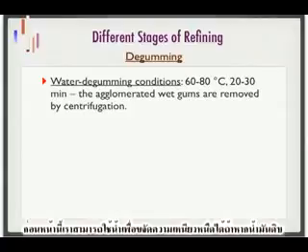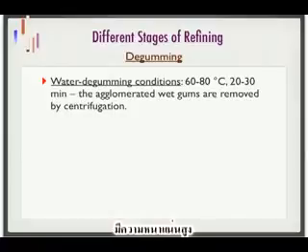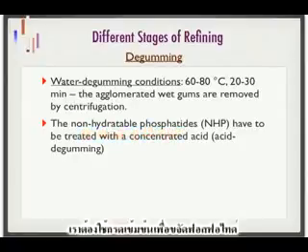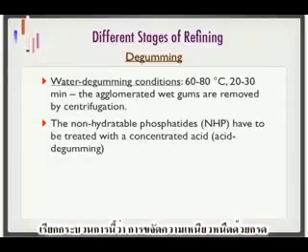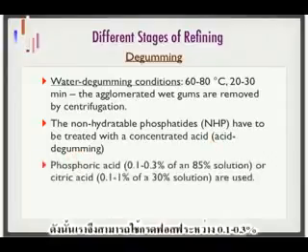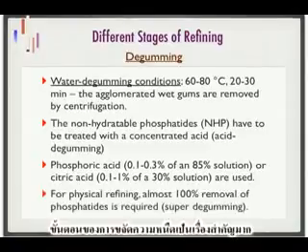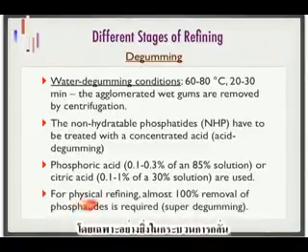As I mentioned in the previous slide, we can use water degumming if the crude oil contains a high amount of hydratable phosphatides. But if the oil contains non-hydratable phosphatides, we have to use concentrated acid to remove the phosphatides, and this process is called acid degumming. So we can use phosphoric acid between 0.1 to 0.3% of the 85% solution, or we can use citric acid with this concentration. The degumming step is actually especially very important in physical refining.